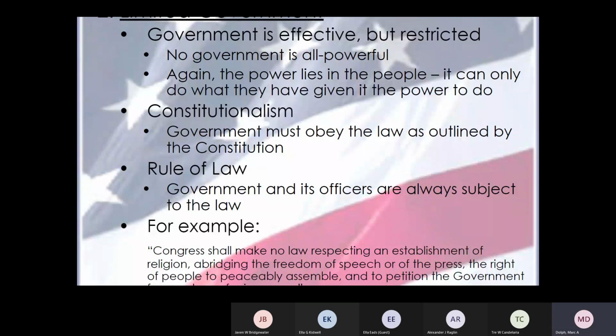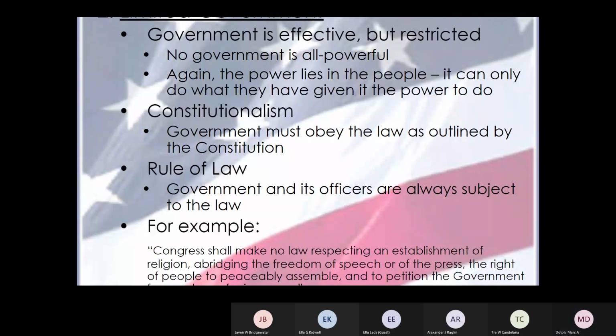Rule of law. We talked about that last class. Government and its officers are always subject to the law. We also talked about how it's a little ironic, considering there are cases of corruption where rule of law doesn't necessarily come into play. In a perfect world, though, rule of law would be always followed, and it is thought to be always followed.